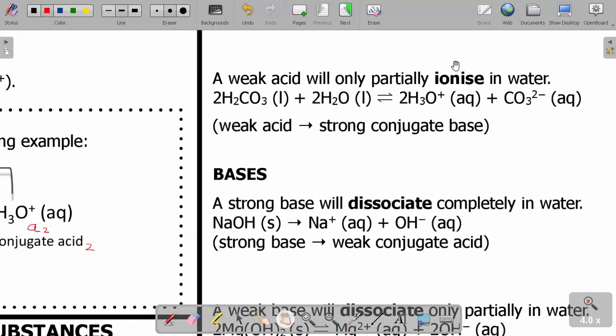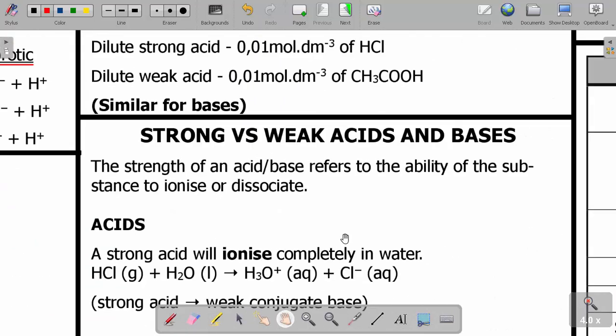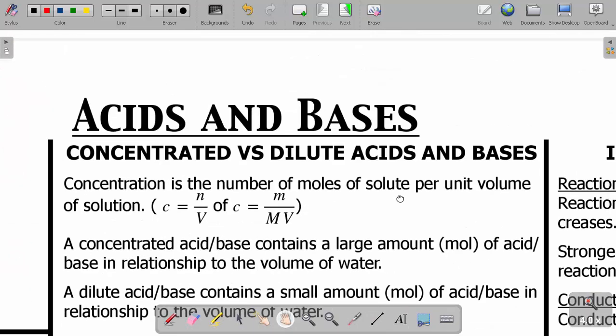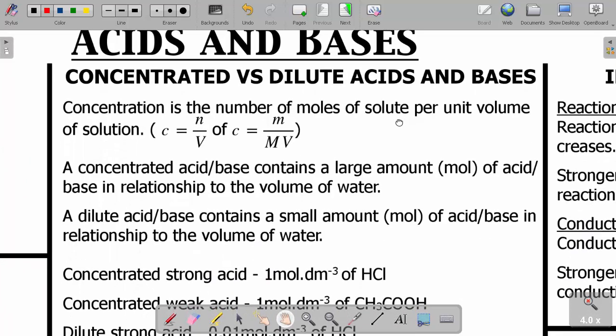Let's proceed. Now, another important thing to know here with acids and bases is how you differentiate concentrated from dilute acids and bases. Now, what is concentration? It's the number of moles of a solute per unit volume of a solution. That's to say C equals n over V, if you have the moles, or you can use concentration equals mass divided by molar mass times volume.